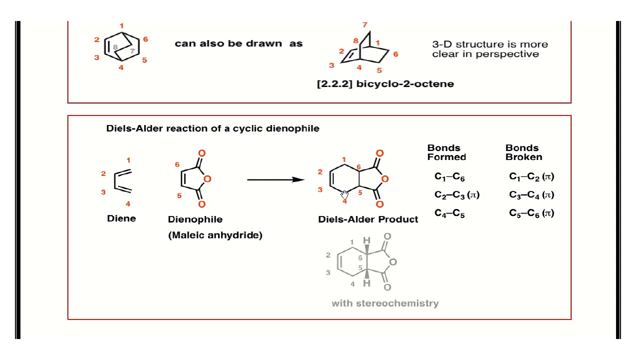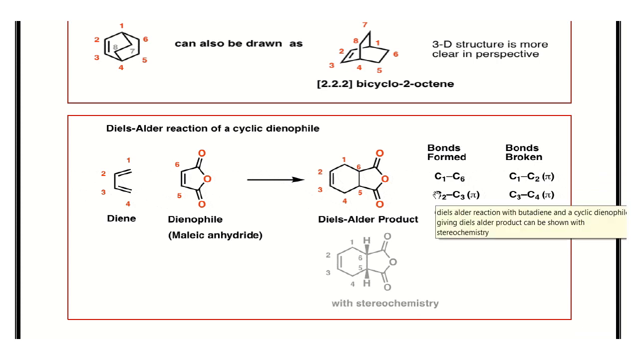The structure of the resultant product will look like this: a cyclohexene molecule, and the remaining portion will be of the maleic anhydride that is being attached or bonded with the product. If you observe the bond formation and bond breaking pattern, it again remains the same.